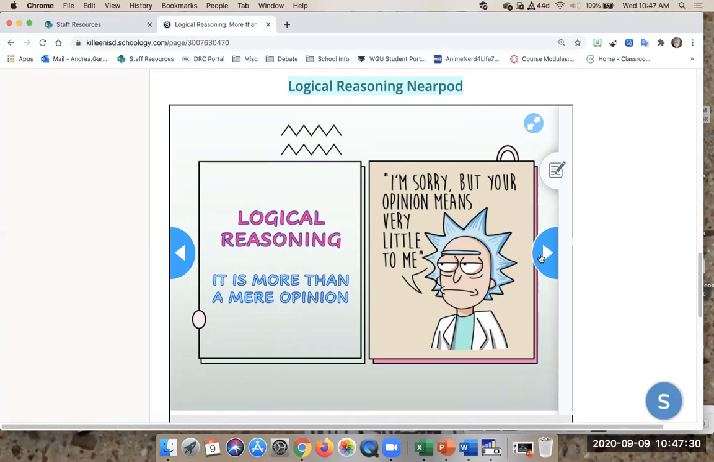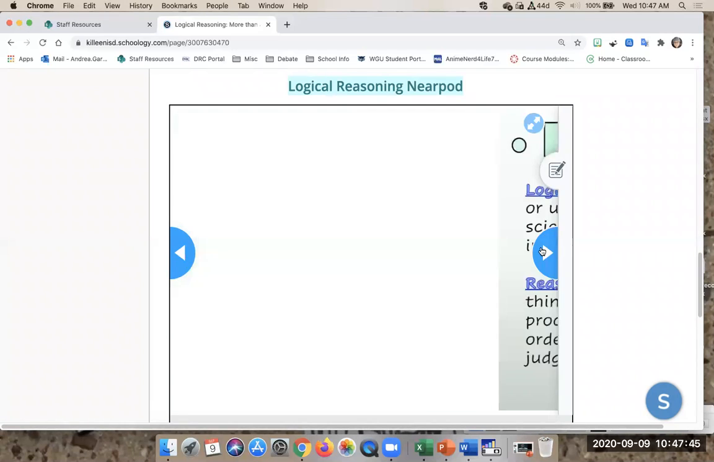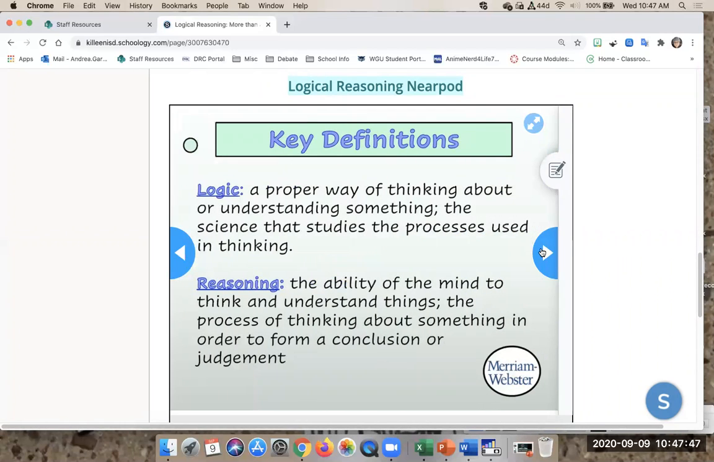No, right? But if I sit there and I list the record, if I talk about my own experience with them, then you might be more willing to at least consider what I'm saying, right? So that's why you need to be using logical reasoning. But what is it? Well, logic: a proper way of thinking about or understanding something, the science that studies the processes used in thinking. So basically, logic is the way we think about things, how we go about thinking about something.